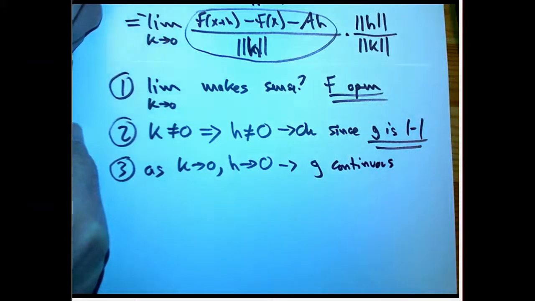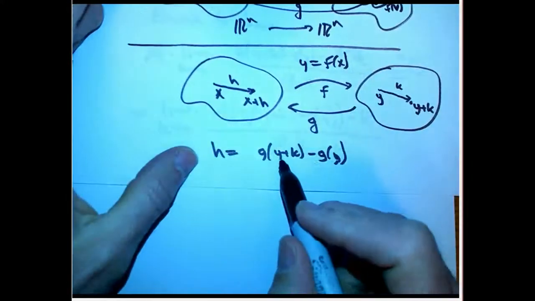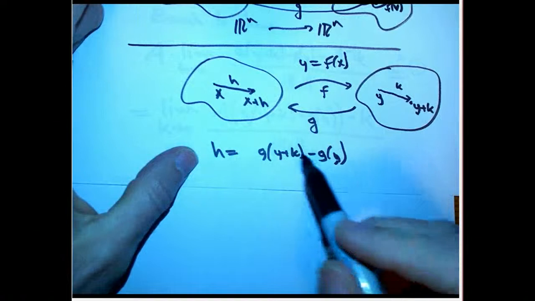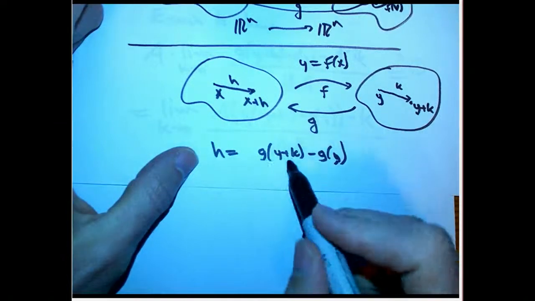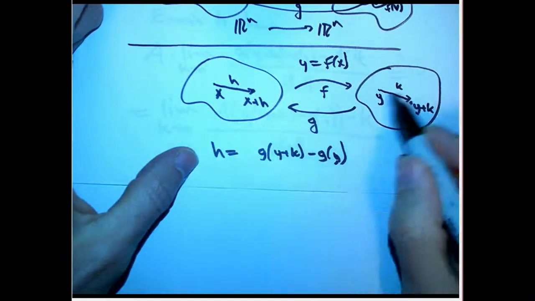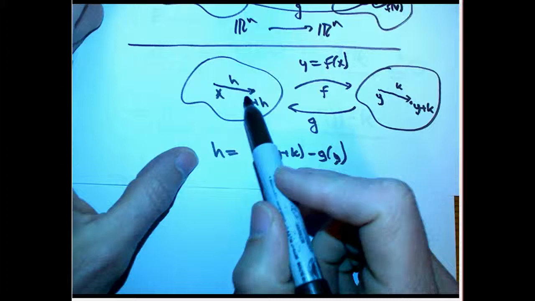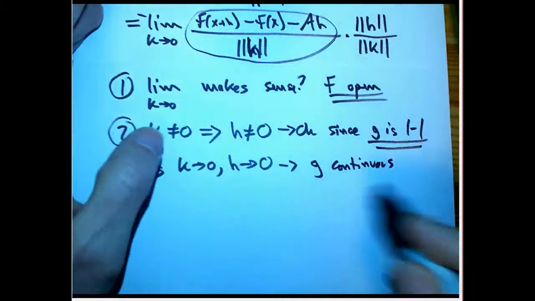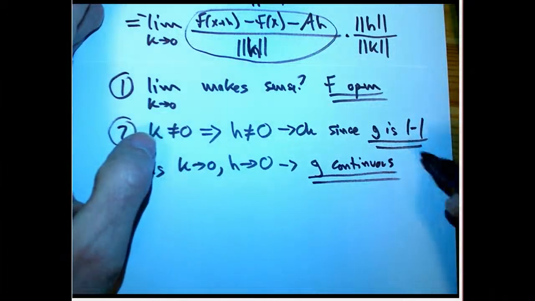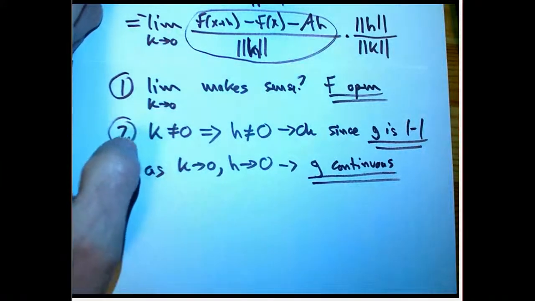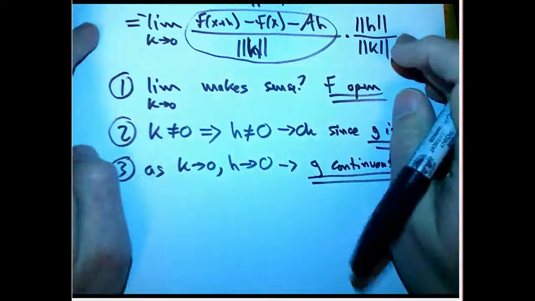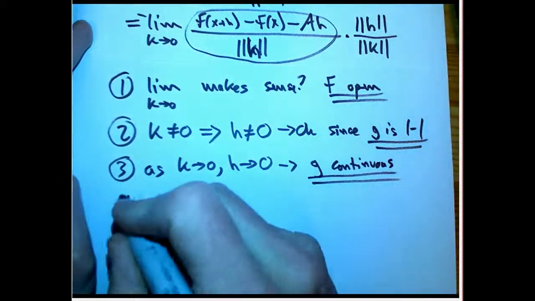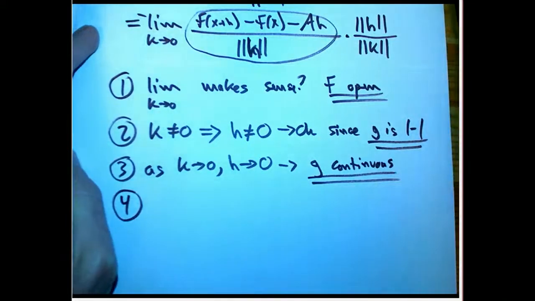Because remember, h here was defined in terms of g. And so as k goes to 0, the inputs are shrinking to be the same. That's going to mean the outputs are going to be more and more the same, and so h, the difference, is going to go to 0 if g is continuous. Obviously at some point we're going to end up wanting to prove that g is a continuous inverse, not just any kind of inverse, because we actually want to claim it's differentiable. Turns out that's going to be implied by the next thing.